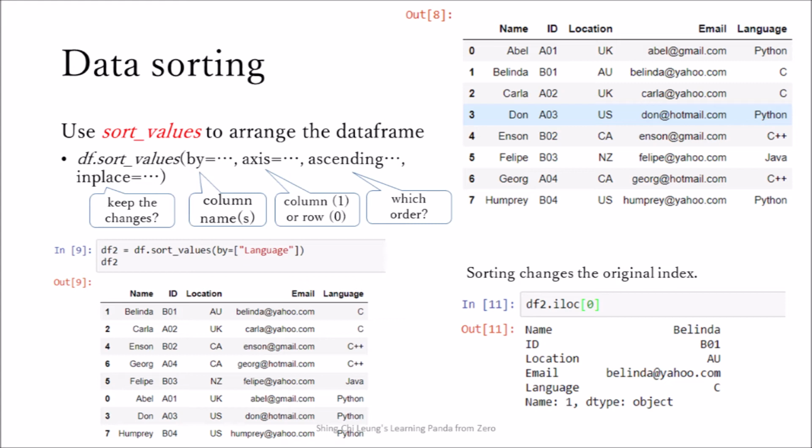Here we show an example of finding the entry by iloc 0. Originally, it corresponds to the person called Abook. Now, if we do this command, Pandas returns us the entry for Belinda. So we can see that the original sequence of the data frame is completely changed.